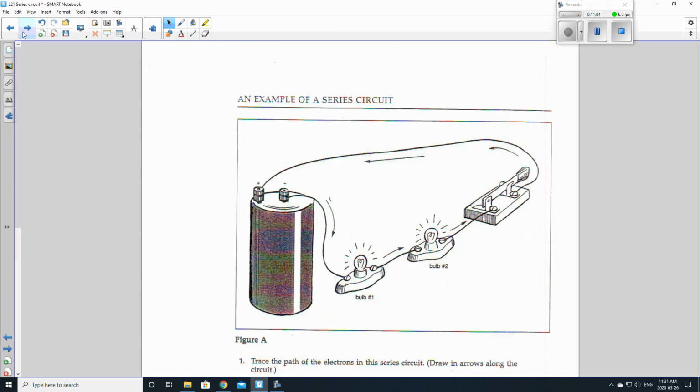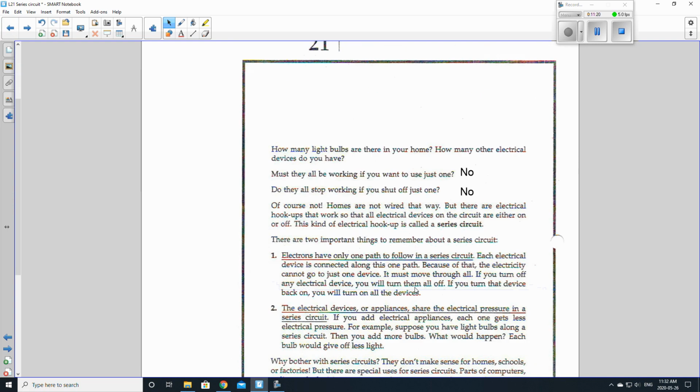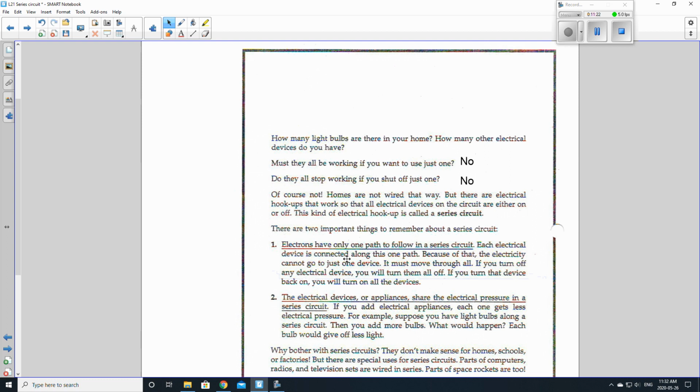Don't turn your page, but over here, there is only one path. There might be several devices, but there's only one loop for the electricity to go in. That is the definition of a series circuit. There's only one loop. Each electrical device is connected along this one path. Because of that, the electricity cannot go to just one device. It must move through all.